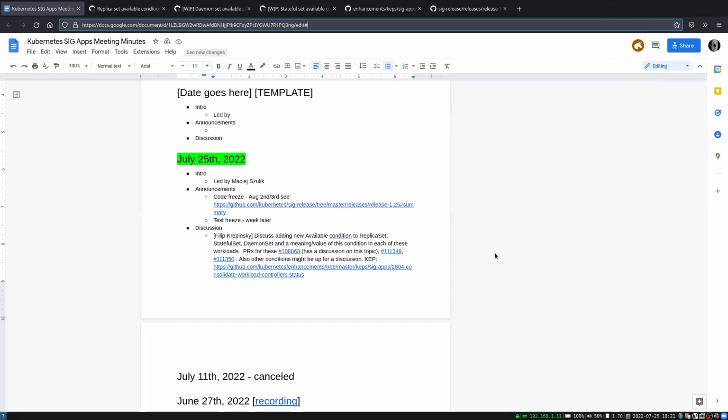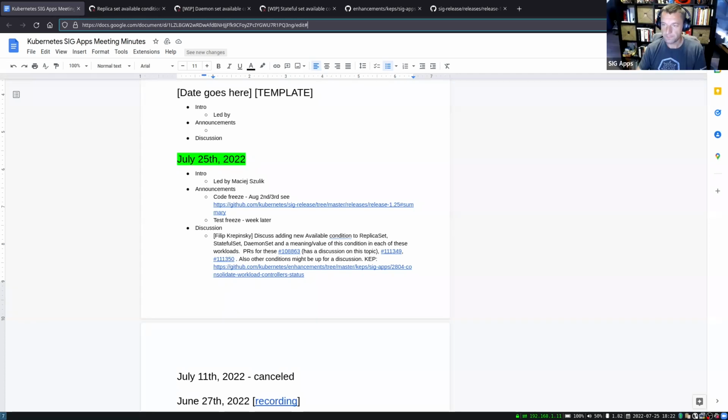Yeah, I think it would make sense to make this KEP also for the stateful set and daemon set, because as I mentioned in the beginning, I don't think available properly describes what would be expected, and maybe this other condition would suit them better, and the available condition could stay only in the deployment. Yeah, totally agree.